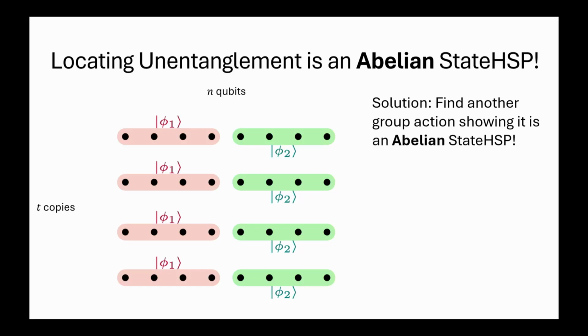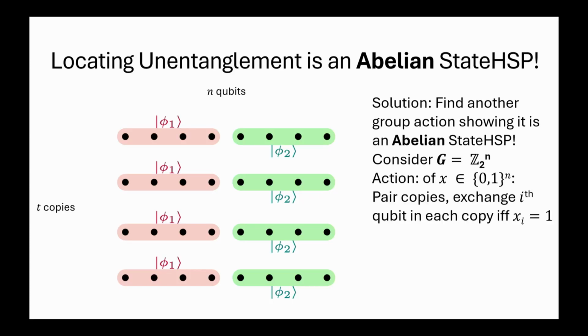So how do we get around this issue? Well, we find another group action that's abelian. And this abelian group then allows us to formulate an abelian version of the state hidden subgroup problem. All right? And in particular, the group that we use is Z_2 to the n, that is to say bit strings with addition mod 2.